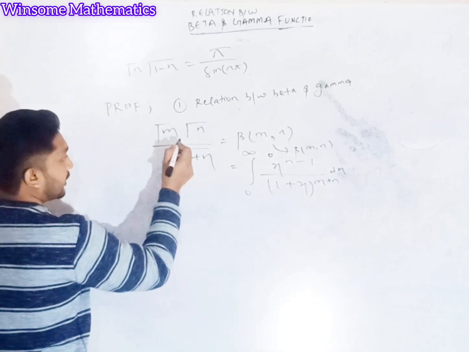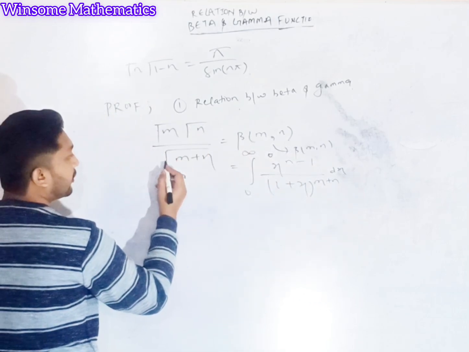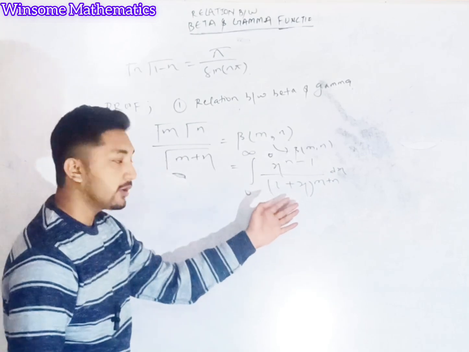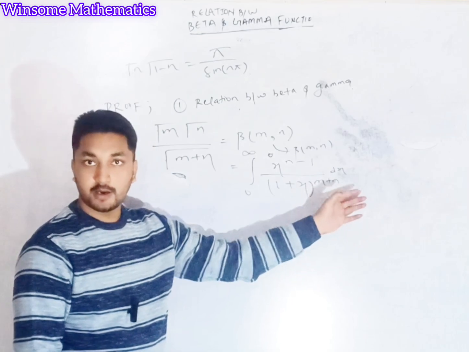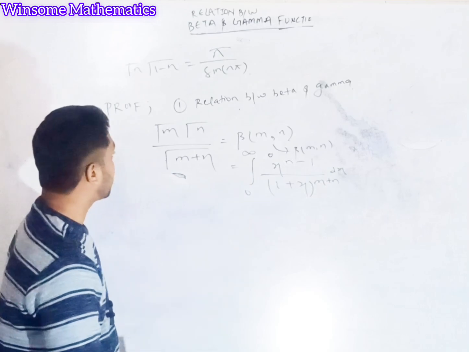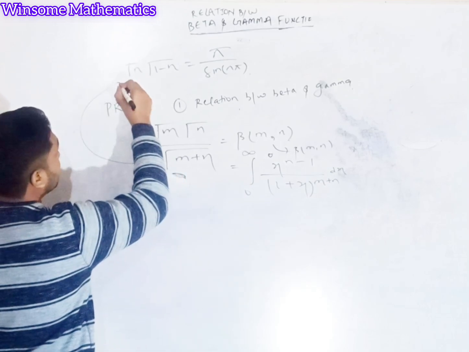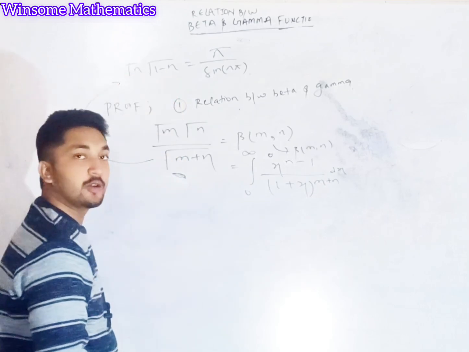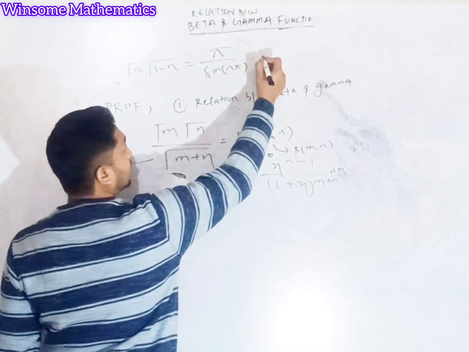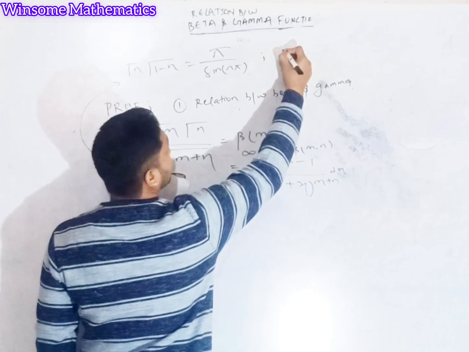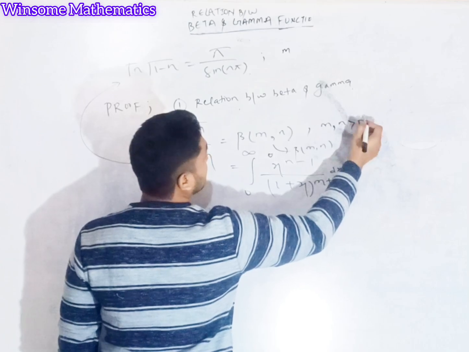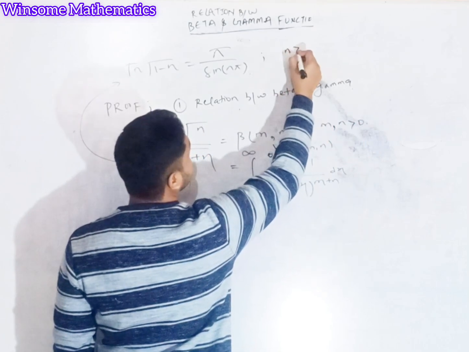Okay, so we can easily write that gamma m into gamma n upon gamma m plus n is equal to the integral from 0 to infinity of x to the power n minus 1 upon 1 plus x to the power m plus n dx. No problem. Now we have to convert this term into this term anyhow. The most important thing to remember is that here m and n are greater than 0.